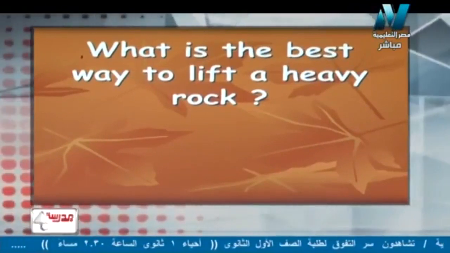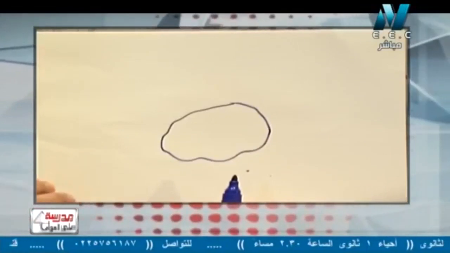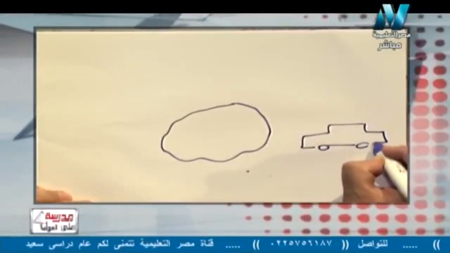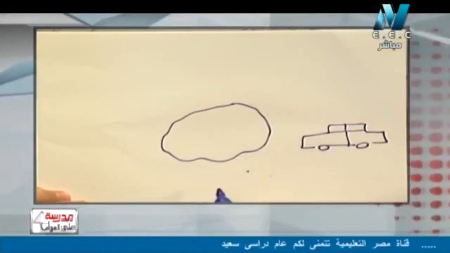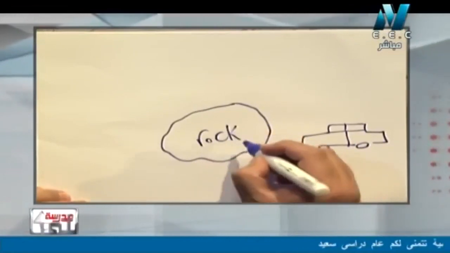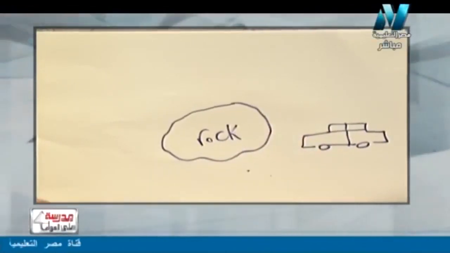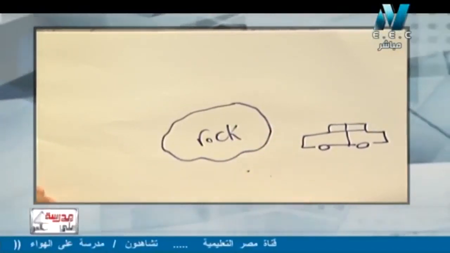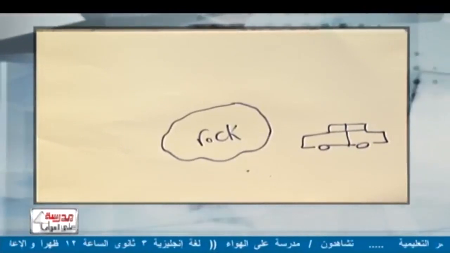Imagine that you face a heavy rock inside your way. Imagine that you have a car, okay, and while you were driving your car, you face that there is a heavy rock in your way. What is the best way to carry or to lift this heavy rock? ايه احسن طريقه اشيل بيها الصخره ديت؟ You can say I would try to move it. ممكن تحاول تحرك but it's too heavy، لكن هي تقيله جدا.